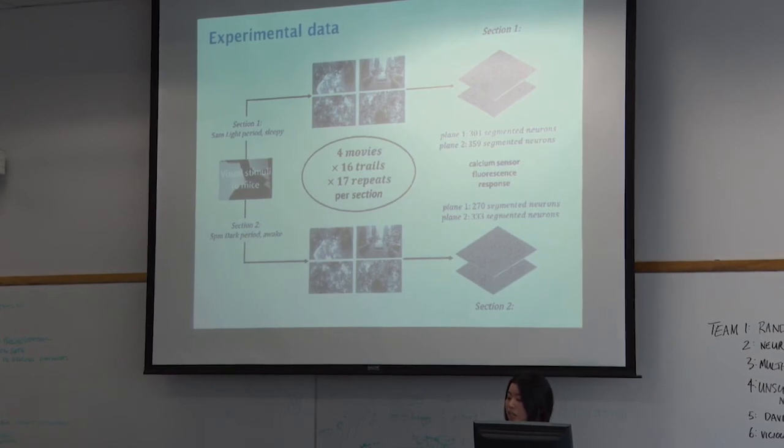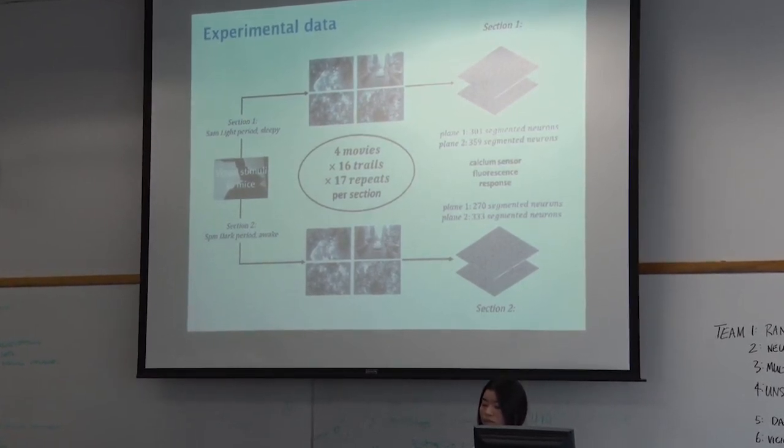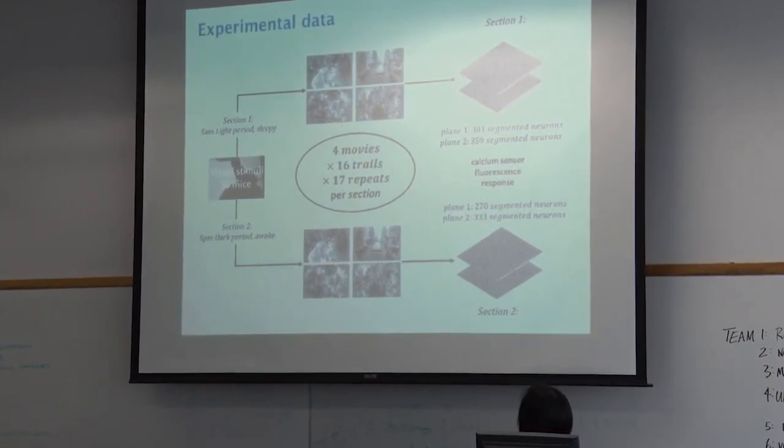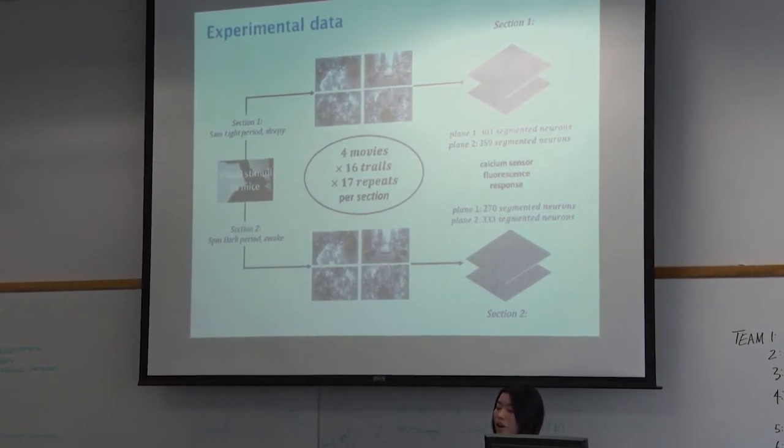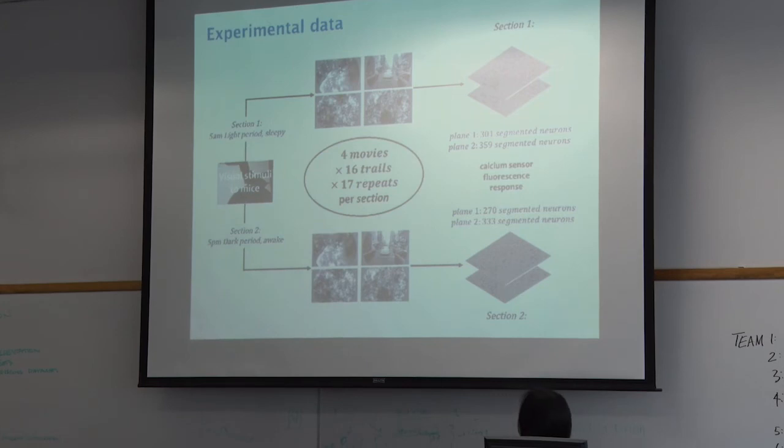The visual stimuli are four different videos. The first one is the forest, like running in the forest. The second one is the city, Manhattan. And the third and fourth are pink noises. We have four videos. Each video has 16 trials, and each trial has 17 repeats. So there's a large amount of data for this.